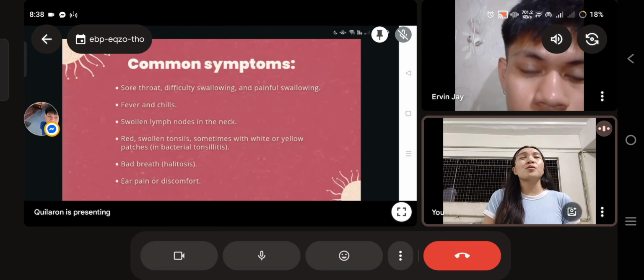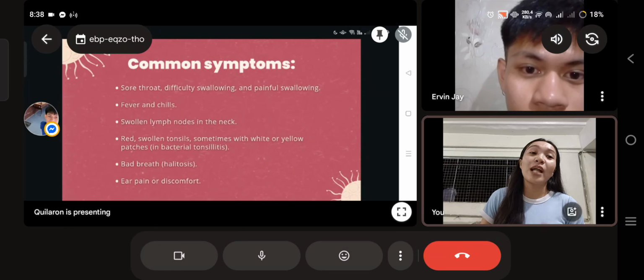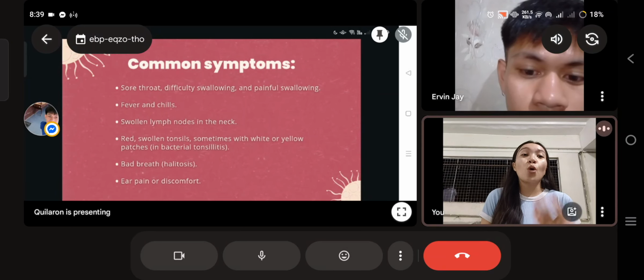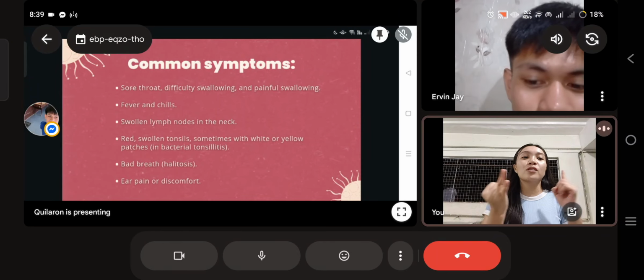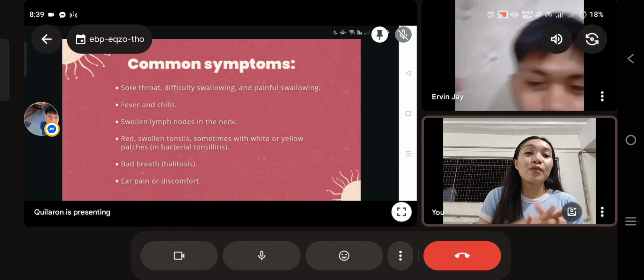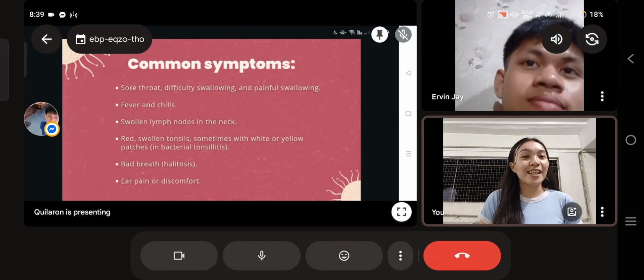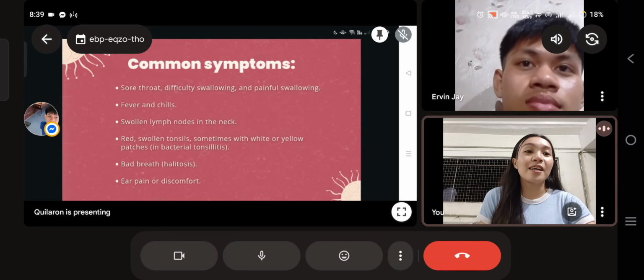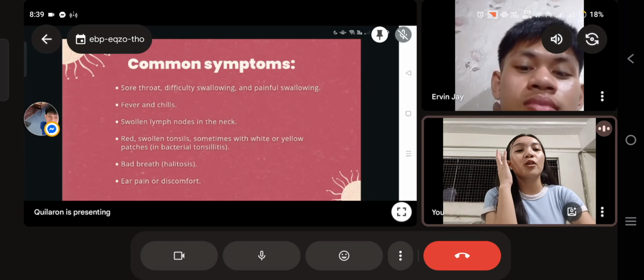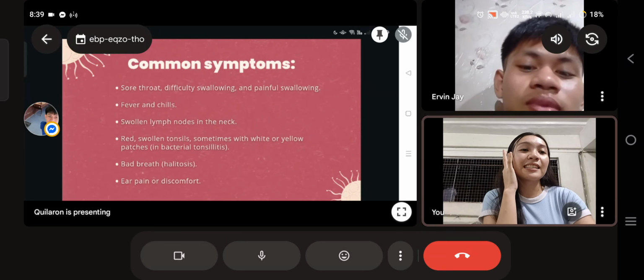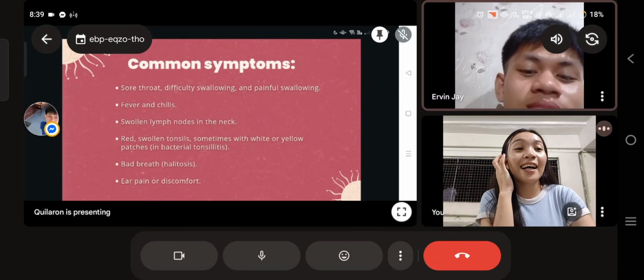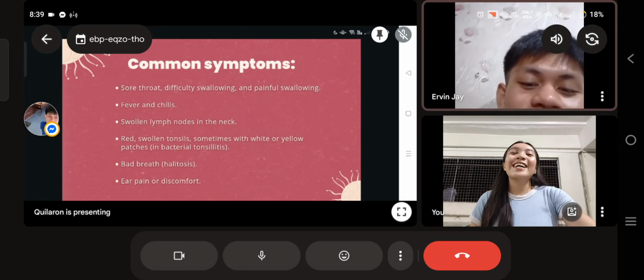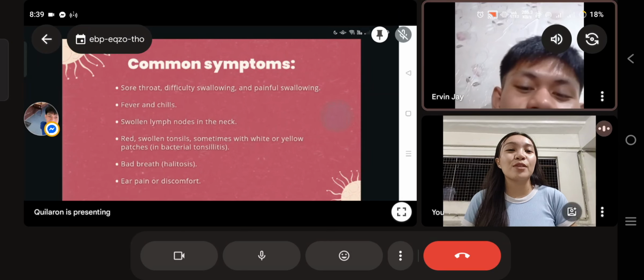Now let's proceed to the common symptoms. As we tackled last meeting when I interviewed you, we talked about your symptoms, right? Your symptoms were sore throat, difficulty swallowing, and a fever, right? But we also have bad breath or halitosis and ear pain or discomfort. Have you ever had ear pain or discomfort when having tonsillitis? Yes, ma'am. Yes, that's normal because those are common symptoms of tonsillitis.